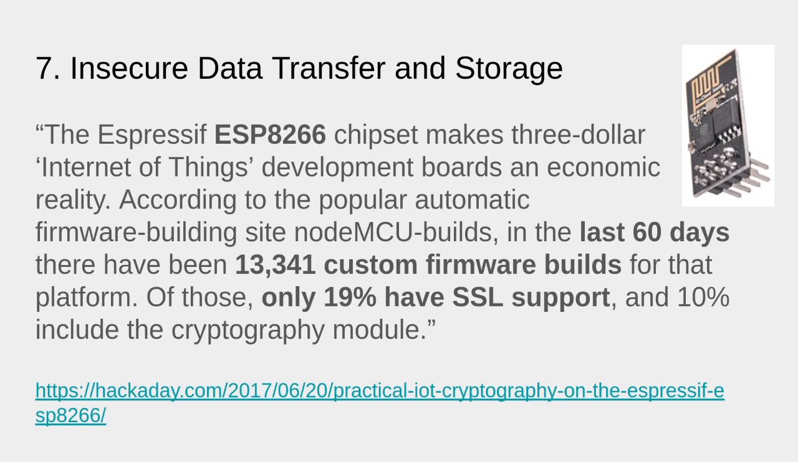And they ran some stats, and they found out that, I forget what year this was, 2017. In 60 days, they found about 13,000 plus custom firmware builds for the ESP8266 chip, and only 20% had SSL support, and 10% included the crypto module. So like, that's a lot of firmware and builds for these things that weren't doing encryption. That means lots of plain text web traffic. So I bet some fraction of those were prototype devices for products that went into production.